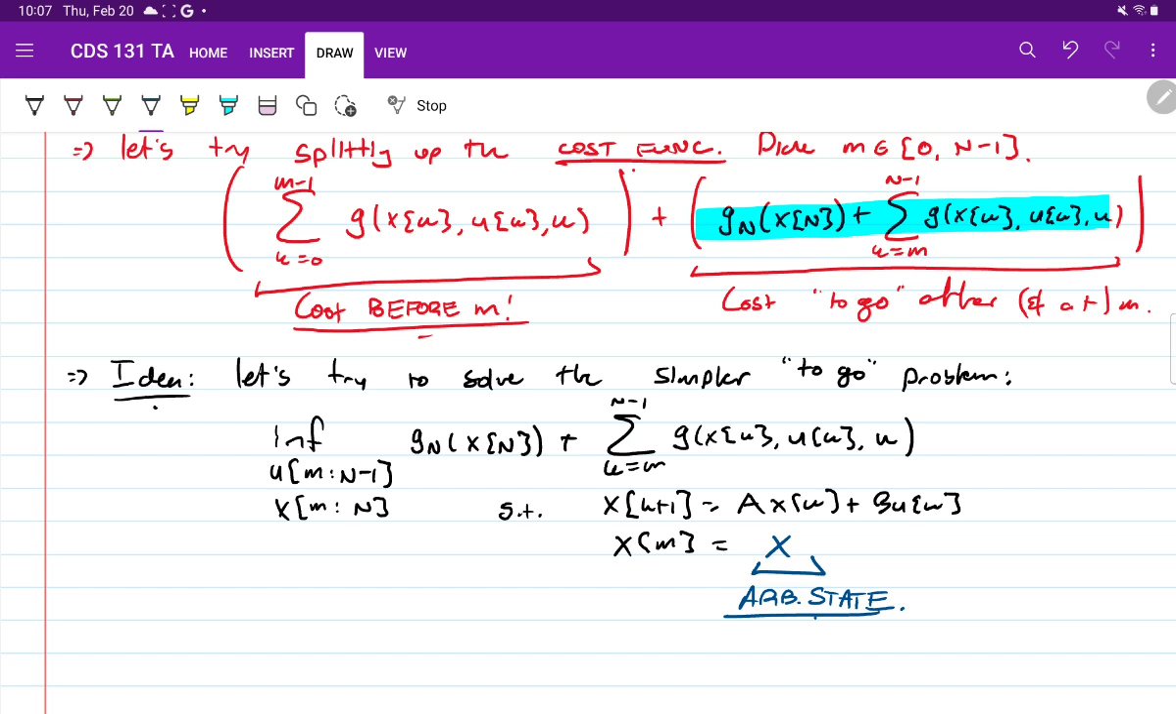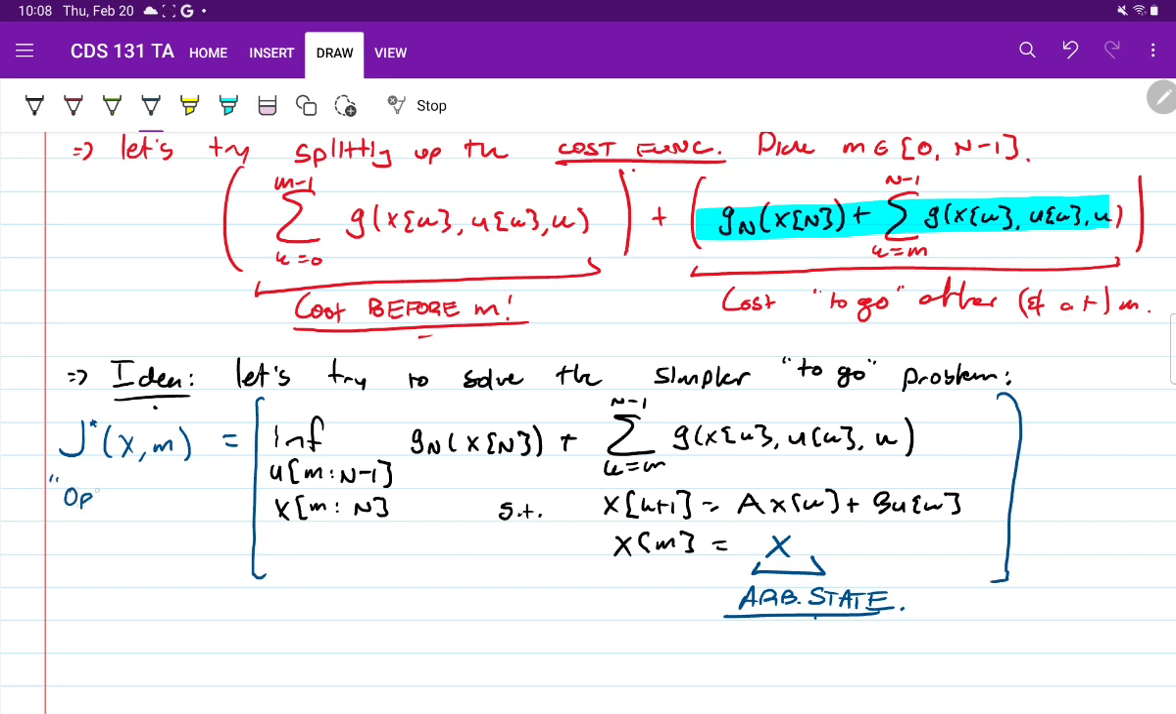Because if I'm trying to solve this to-go problem and still have it be relevant to my original big optimal control problem, I don't actually know where I'm going to end up at state m, right? If I just fix an arbitrary state, then I should be able to figure it out, because that covers my entire state space. So what I'm going to do is define a function called J star of x comma m, which is the optimal value of this entire optimal control problem, okay?